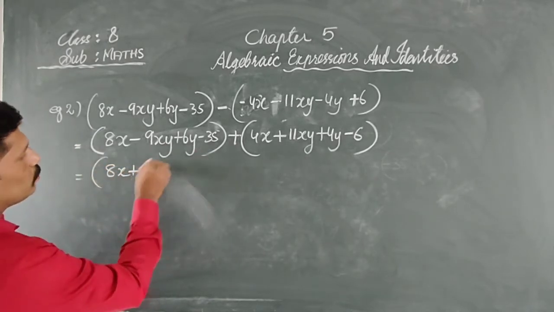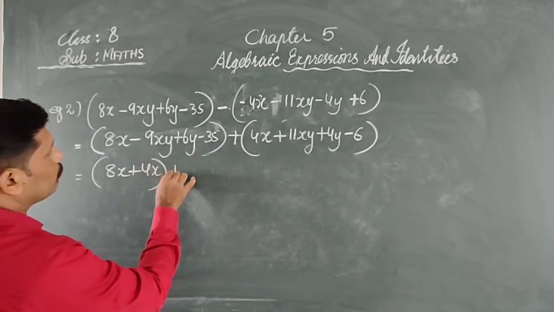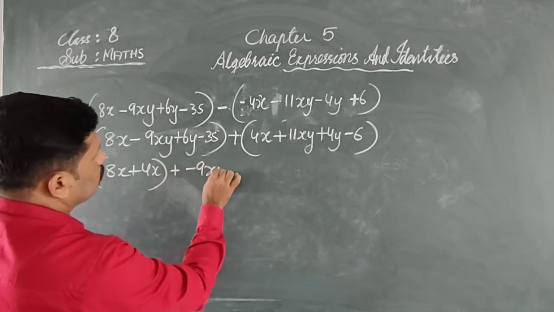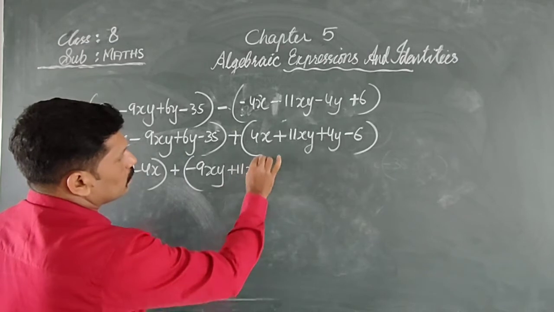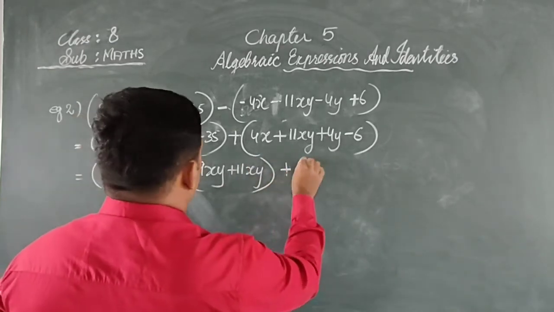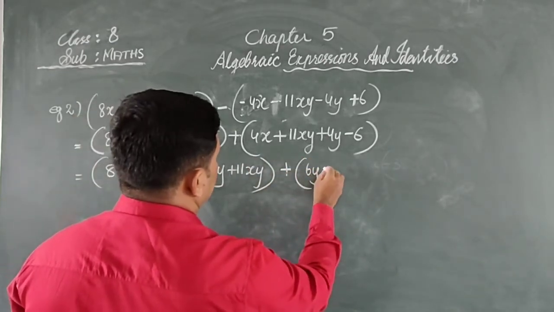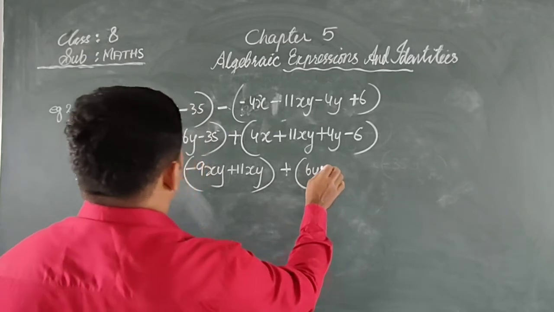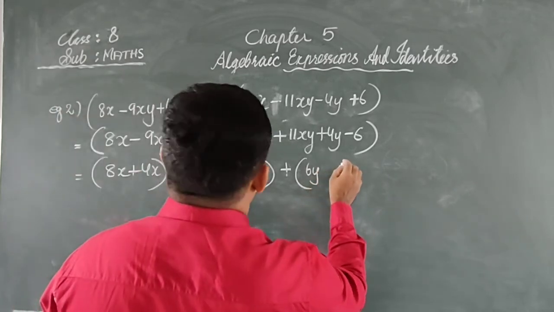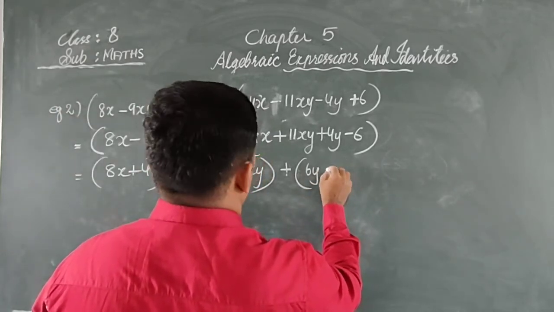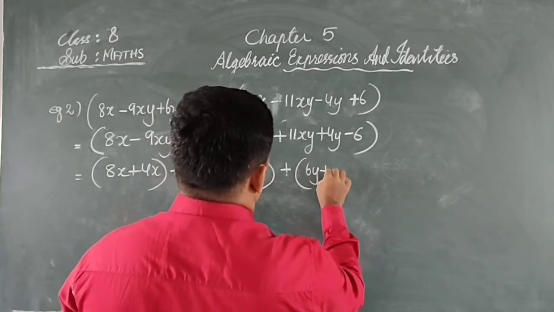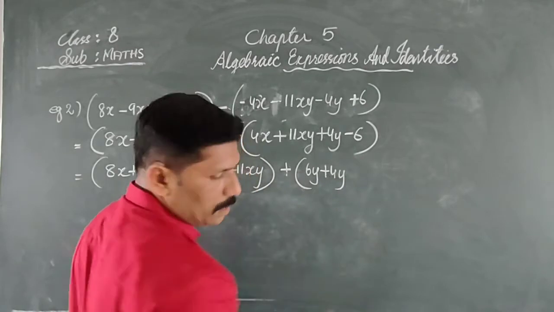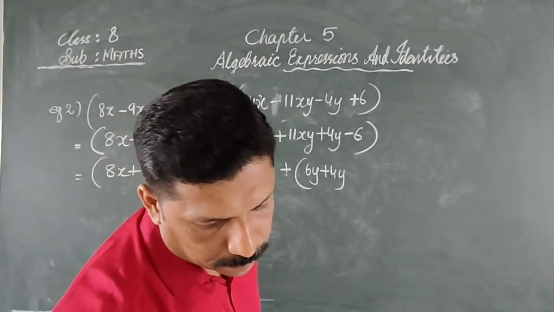8x plus 4x, both are positive, then plus negative 9xy plus 11xy, plus next 6y plus 4y. Here is the question that is given.